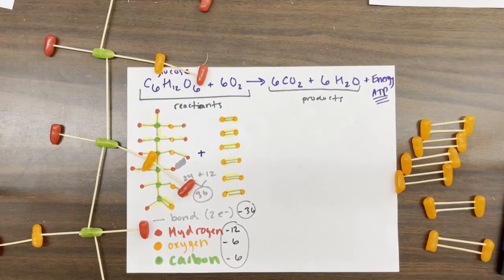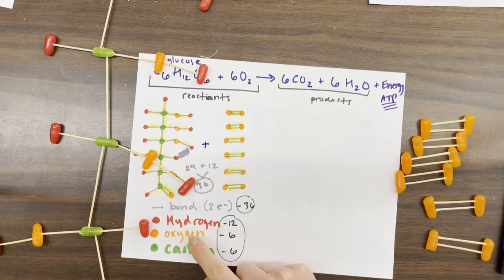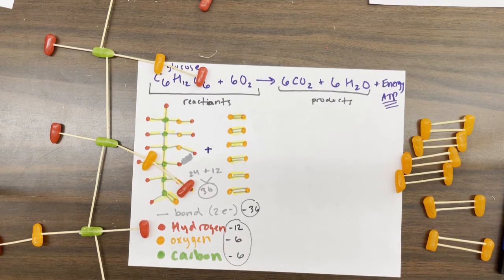Okay, let's go ahead and check this guy out. All right, so we are going to create 6 carbon dioxides. Carbon is green and oxygen is orange. So green and orange.